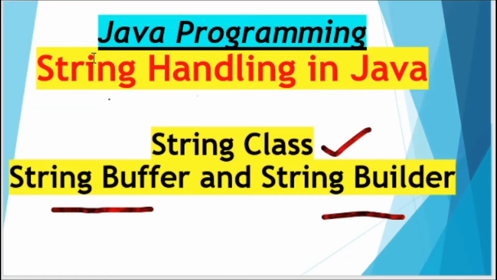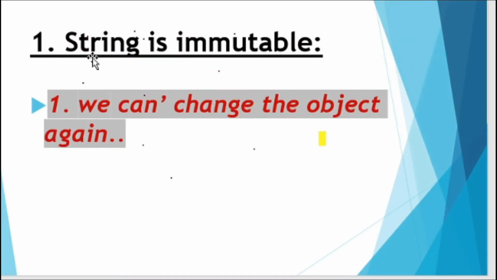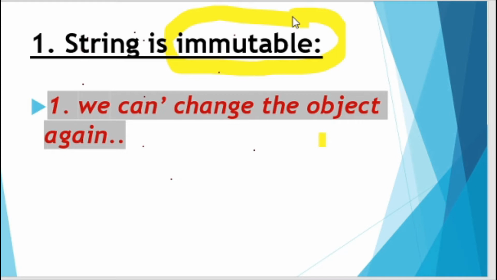Hey guys, welcome back. We are discussing string handling in Java. In today's video, let's see what string immutability is. Immutable means once we create the object, we cannot change it again. Let's see what that means.